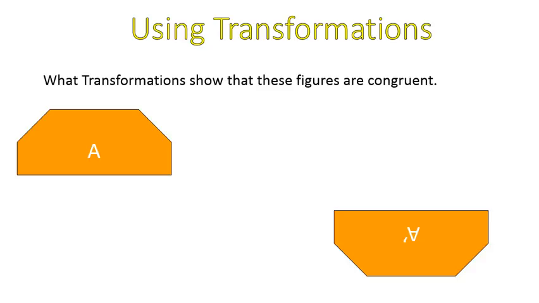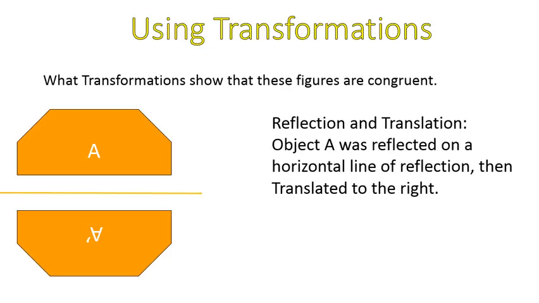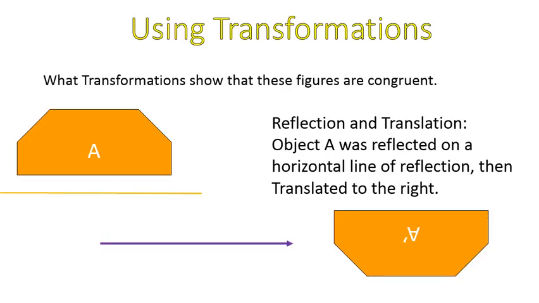Now we're going to look at multiple transformations. So which two transformations would you have to use? With this one, you would use reflection and translation. So we reflected object A over this line of reflection and then moved it over there. So this is just practicing with using two transformations. We reflected it and then translated it.